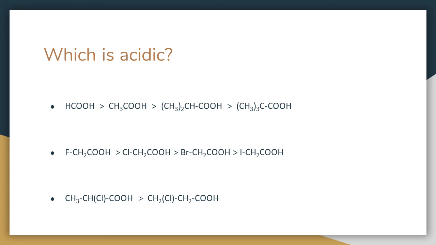So the 1 chloropropionic acid has the ability to attract the electron towards itself, compared to the 2 chloropropionic acid where the chlorine is in the second position. The electronegativity effect is less in 2 chloropropionic acid and it is more in 1 chloropropionic acid, making it more acidic in nature.